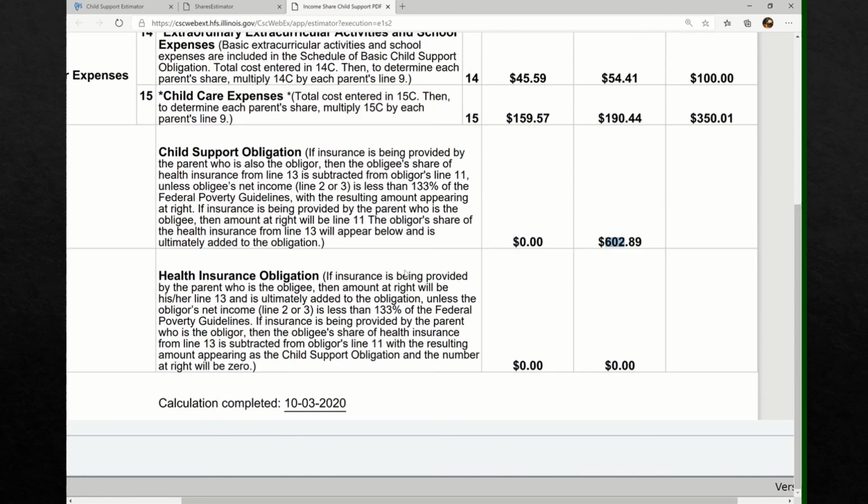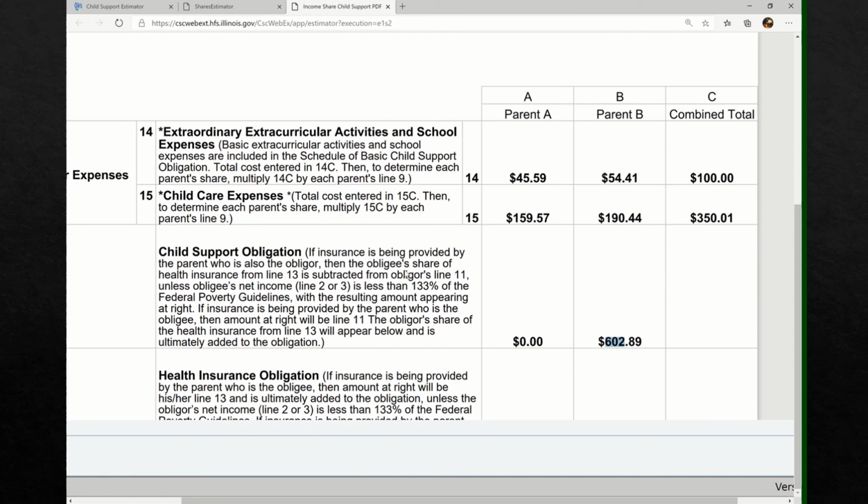So there you go. This is a PDF that you can save and you can attach with your petition for modification or response to petition for modification. The judge will take a look at it. Of course, you will have to provide all the evidence in support of the numbers you've entered here. For your income, you'll have to provide your W-2s or income tax returns. And for any expenses you claim you've made, like the football expense, then you'll have to provide receipts.